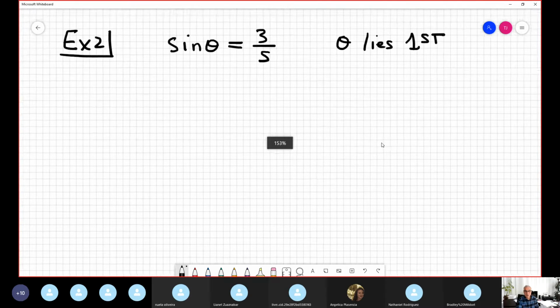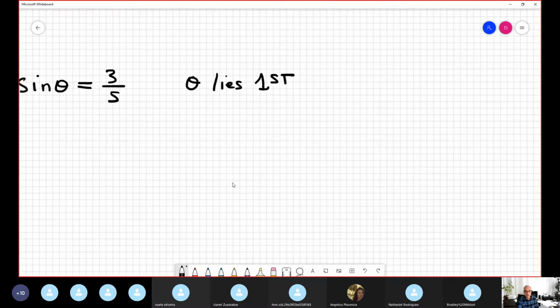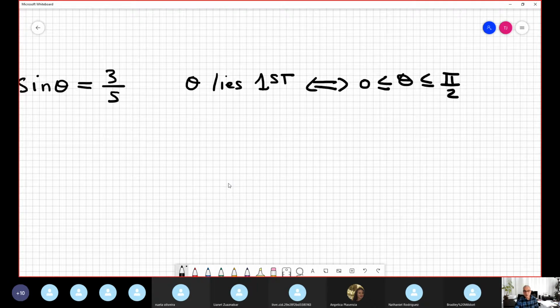Look, let me translate this to an inequality. Theta lies in the first quadrant means que theta is in between 0 and pi over 2. Therefore, theta over 2, que is a half angle, you divide everything by 2. 0 divided by 2 is 0. And pi over 2 divided by 2 is pi over 4.